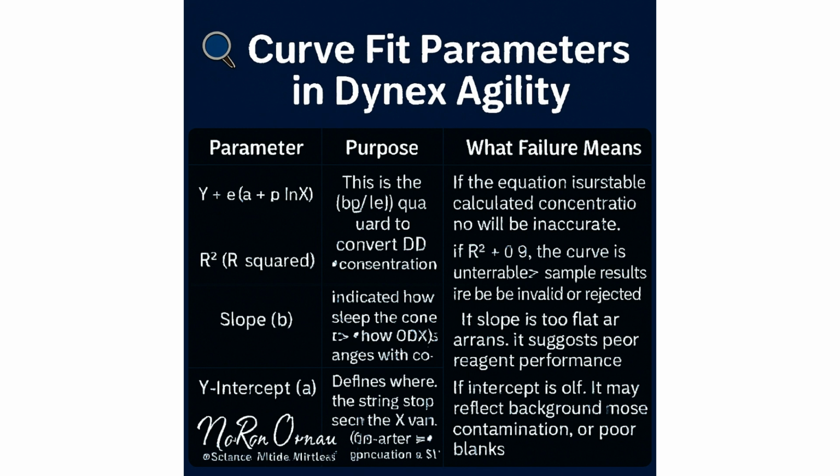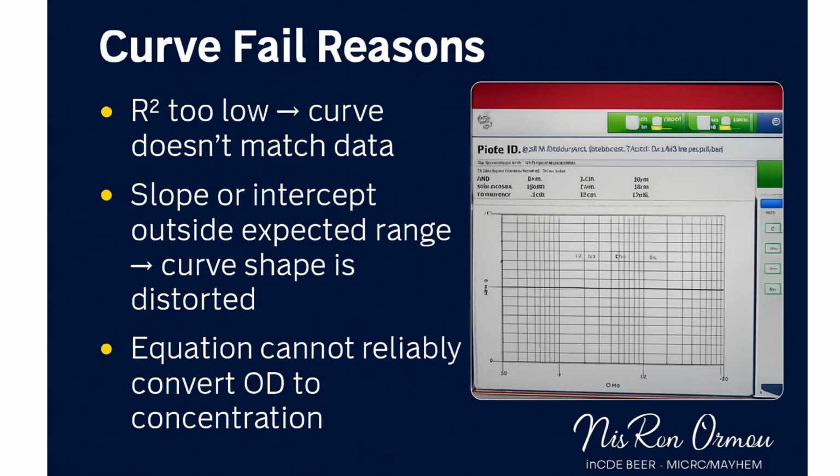In slide 6, what happens when this fails? If R2 is too low or slope and intercept are distorted, the curve becomes unreliable. This triggers a QC fail. The impact: sample results may be excluded, concentrations cannot be trusted, and clinical results cannot be reported.